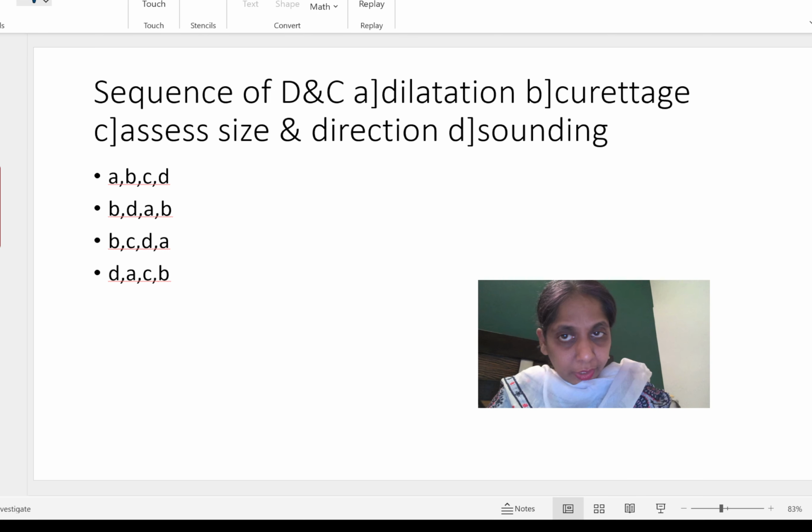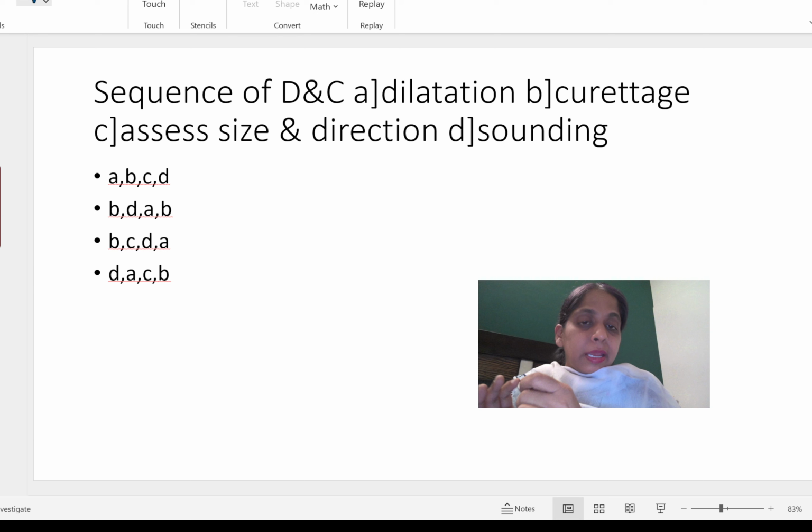So once again, first we do the PV and we assess the size and direction of the uterus, and then we put the sound in the direction of the uterus, and we measure the length of the uterus. Number three is that we dilate the cervix, and number four is we curette the uterus.